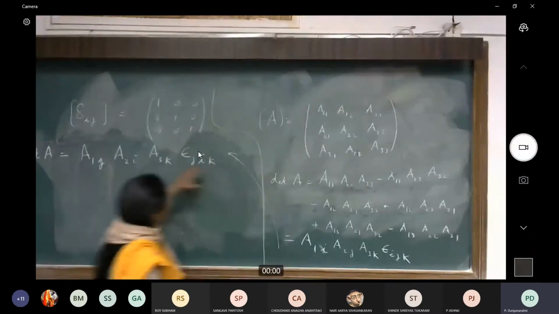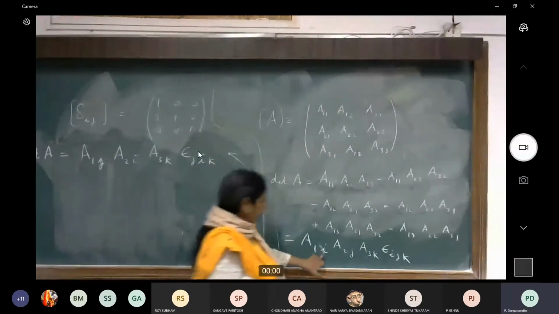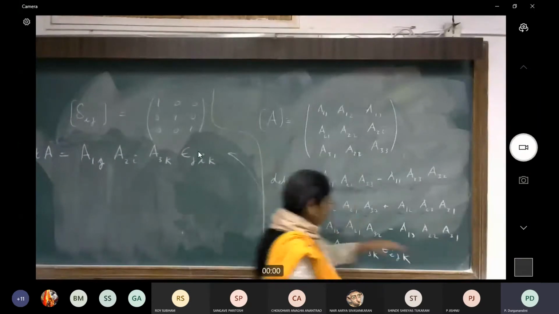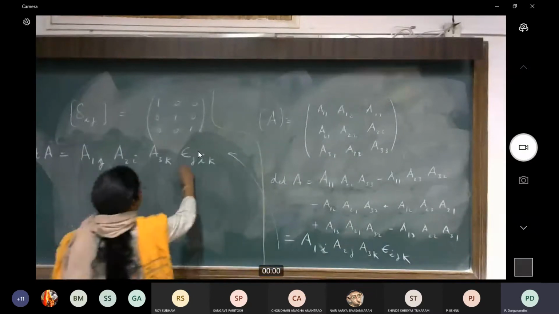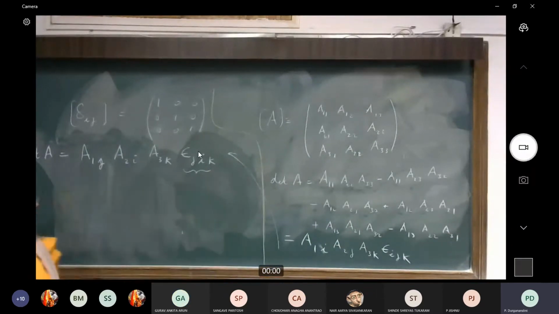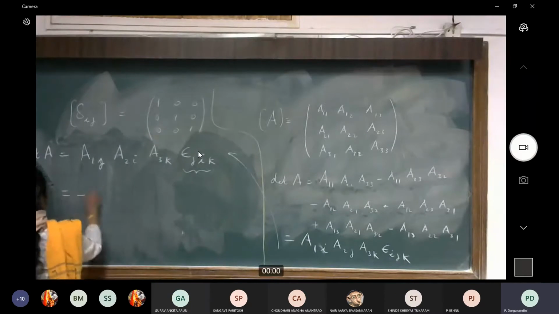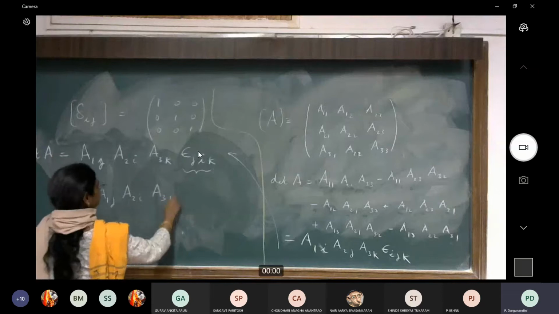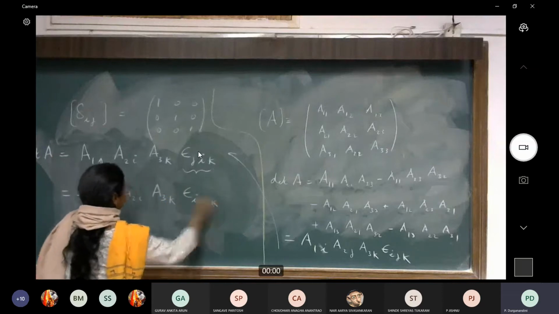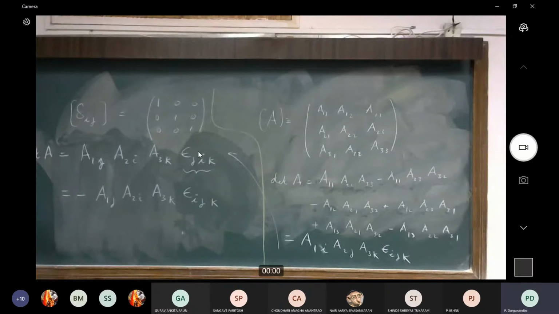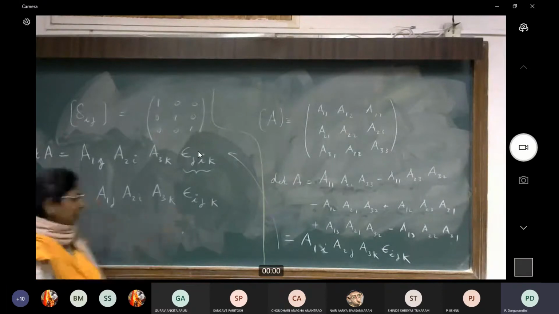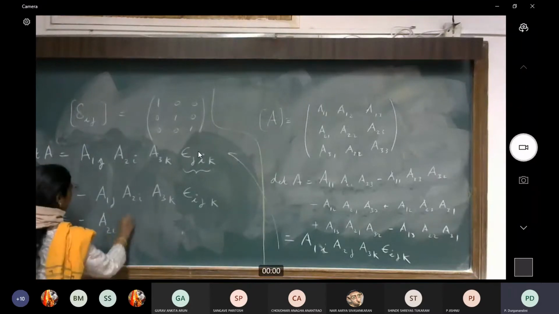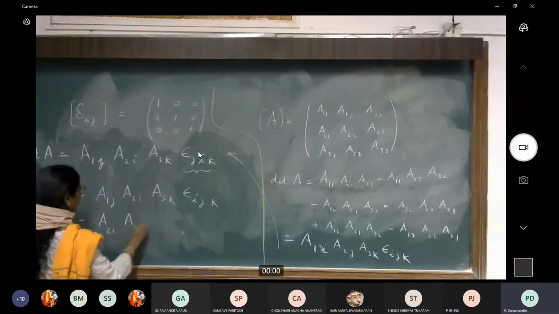So going from here to here, all I have done is, instead of calling this i, I have called this j and called this i. And just took the first index in the same order. But now I use the fact that epsilon jik is nothing but minus epsilon ijk. So I will write this as minus A1j. Alright, this is how I will write this. And then of course you know that these are numbers only, so I can commute them because these are now matrix elements. I'll write this like this.